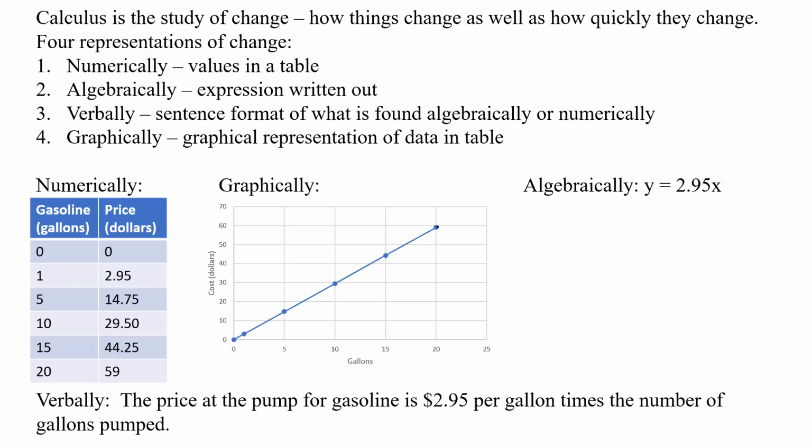It's going up, changing over a number of gallons, the cost goes up in a linear fashion. And algebraically, this equation of the line is y equals 2.95 times x, which is how we get this from here. We have 1 gallon is $2.95. So if we put in 2 gallons, what is that going to be? Or what is it going to be if we put in 10 gallons or 20 gallons? We're just going to take that 2.95 times the number of gallons, and that will give us the number of dollars we have to pay. And verbally, the price at the pump for gasoline is $2.95 per gallon times the number of gallons pumped. And so we see all four representations here.